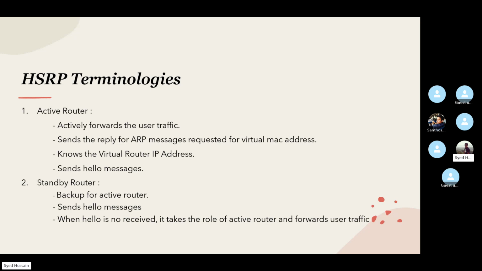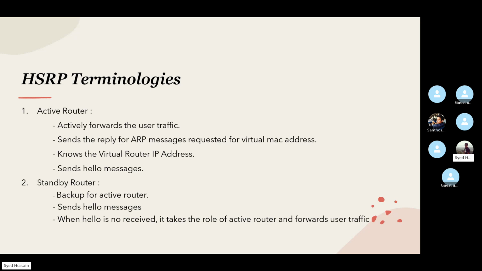So there is something called a virtual MAC and a virtual router IP address. It means there is no physical device; we configure it virtually, so that if something goes down, the standby router will change the default gateway to itself with the help of this virtual MAC address and virtual IP address. It knows the virtual IP address and sends hello messages. The second one is the standby router, the backup for the active router.